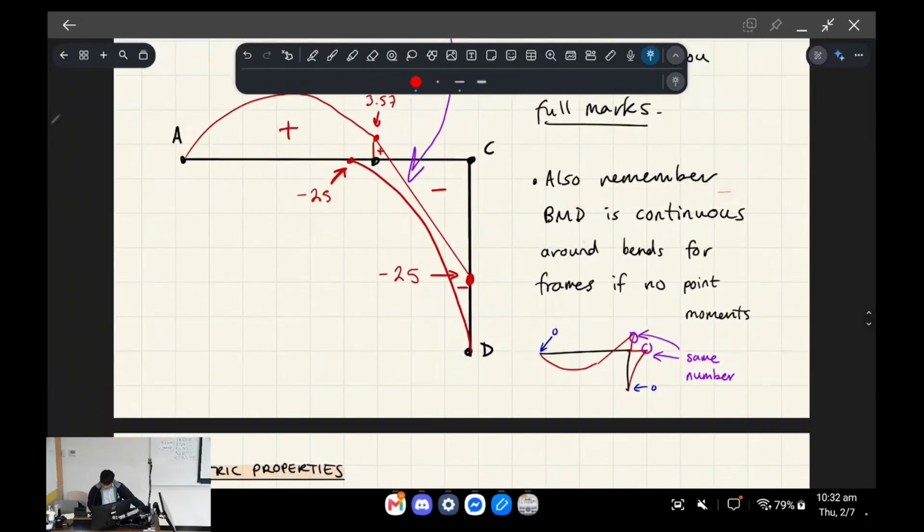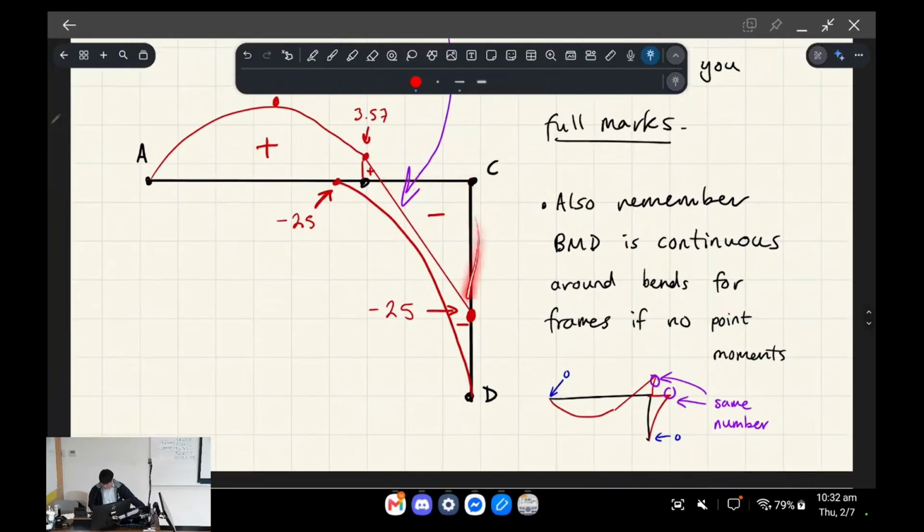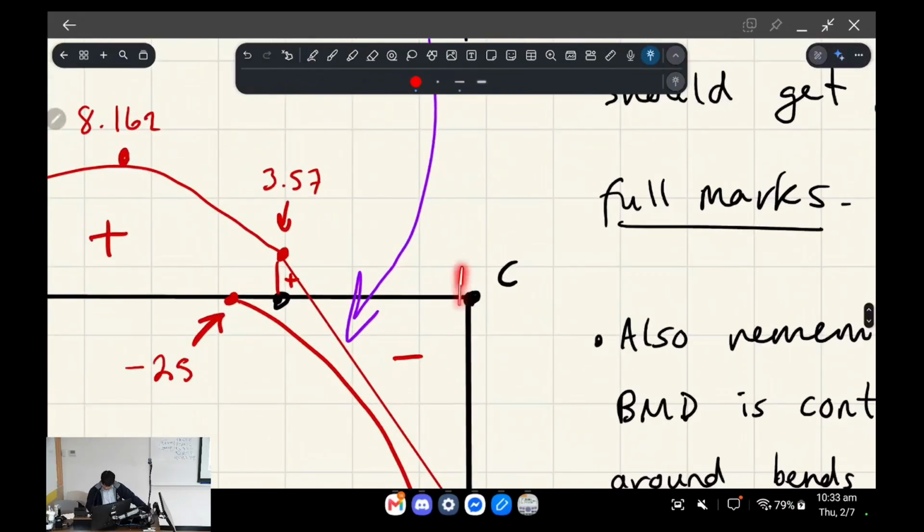The other thing to note is the bending moment diagram is continuous around bends if you don't have any point moments and if you don't have a hinge. Okay, so like this is rigidly connected, right? So you've got the beam and you've got the column. Whatever number it is around the bend will continue. Okay, so that's just because our internal bending moment orientation doesn't change, right? Whether we're 1 millimeter to the left of point C or 1 millimeter down from point C, the orientation of the internal bending moment doesn't change. Okay.